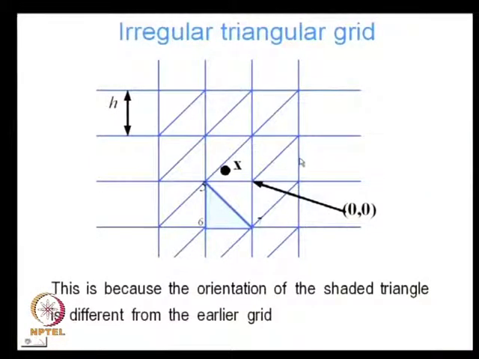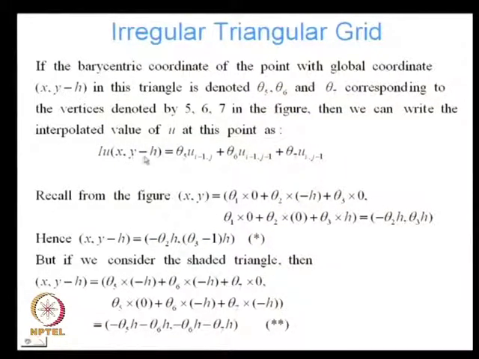Let us go back again and take a look. So, it is theta 5 times u i minus 1 j, plus theta 6 u i minus 1 j minus 1, and theta 7 u i j minus 1. So, it is the interpolated value of all these three values. So, R u x y minus h is equal to theta 5 u i minus 1 j plus theta 6 u i minus 1 j minus 1 plus theta 7 u i j minus 1.